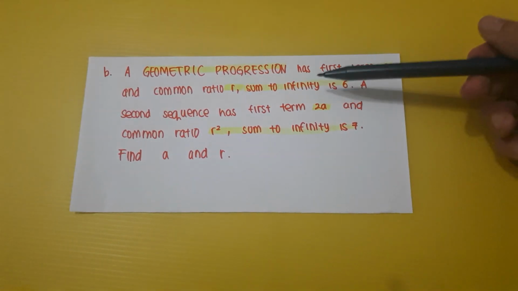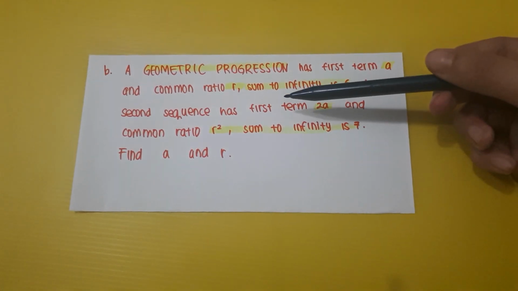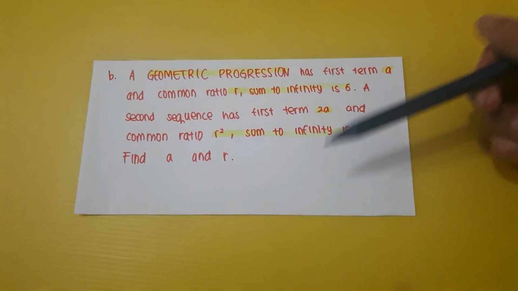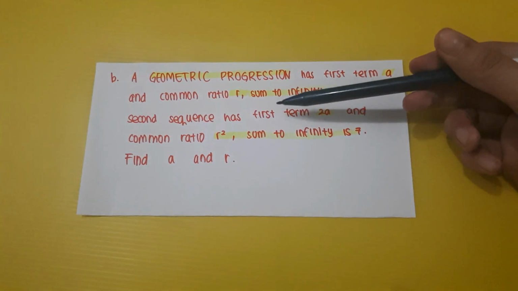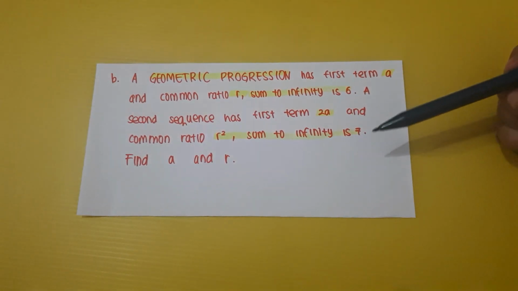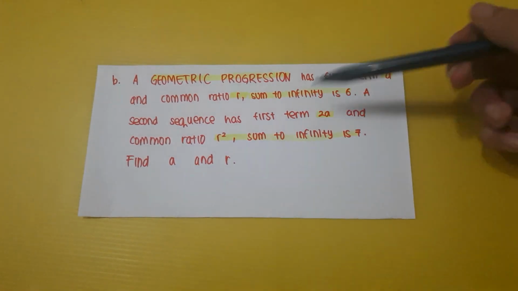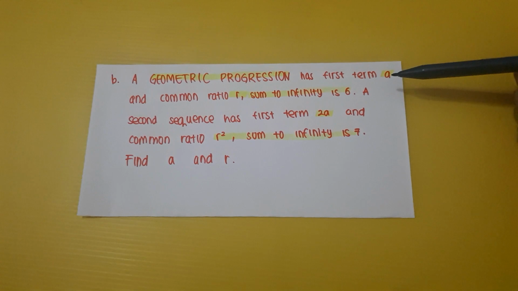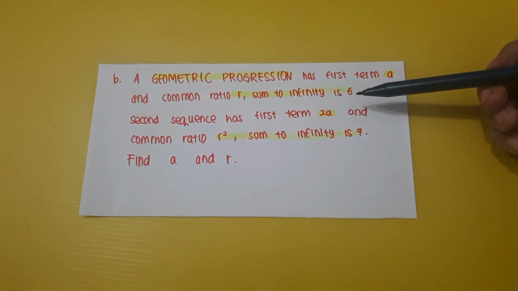So this is the second question. A geometric progression has the first term a and common ratio of r, and the sum to infinity is 6. A second sequence has first term 2a and common ratio of r squared. The sum to infinity is 7. Find a and r. In this question, we are given the first term of the first sequence of a and the common ratio of r, and sum to infinity of 6.